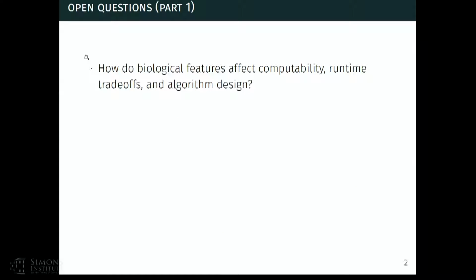So why are we looking at neural networks from this perspective? Basically, we want to understand, first of all, how these biological features, like the noise in the network or the fact that communication is through spikes, affect computability, runtime trade-offs, and algorithm design. Are there certain algorithmic patterns that you see over and over again due to the constraints of these networks?